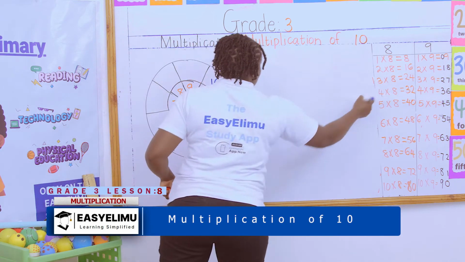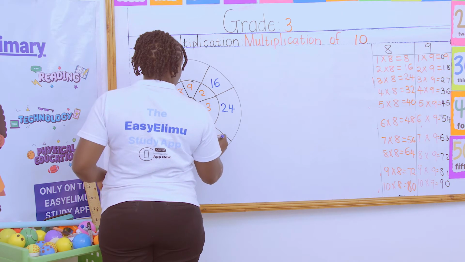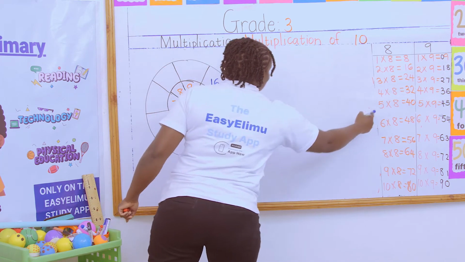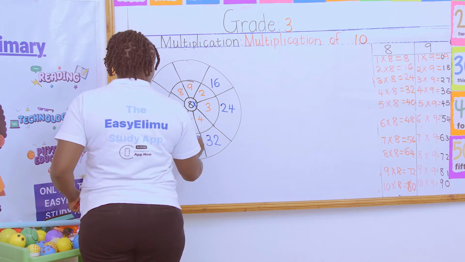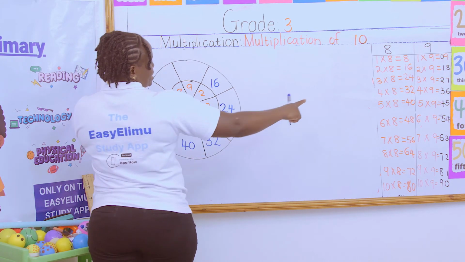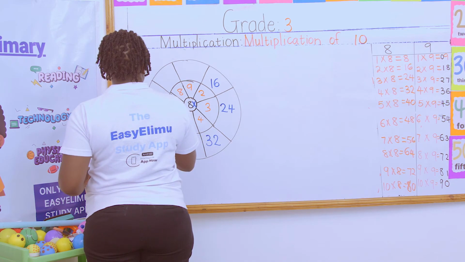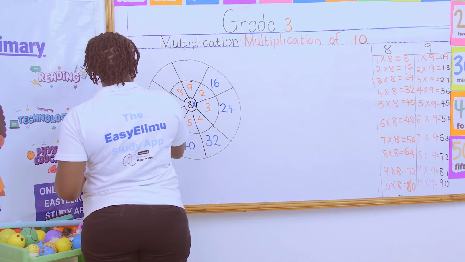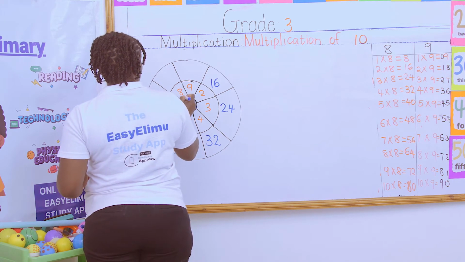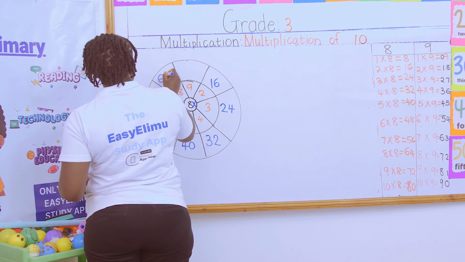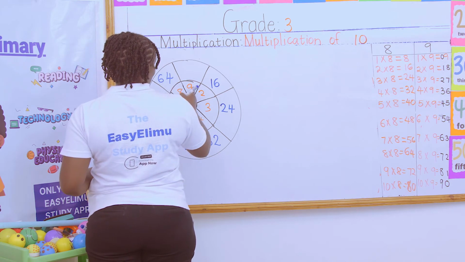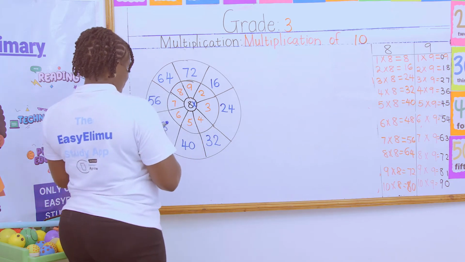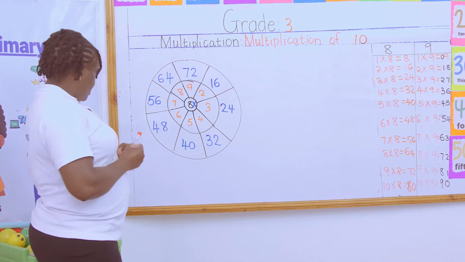You look at the multiplication table. You get your answer as 32. What is 8 times 5? Look at your multiplication table. You get your answer as 40. 8 times 6. You get your answer as 48. 8 times 7. You get your answer as 56. And 8 times 8. You get your answer as 64. What of 8 times 9? The answer is 72. Any question?